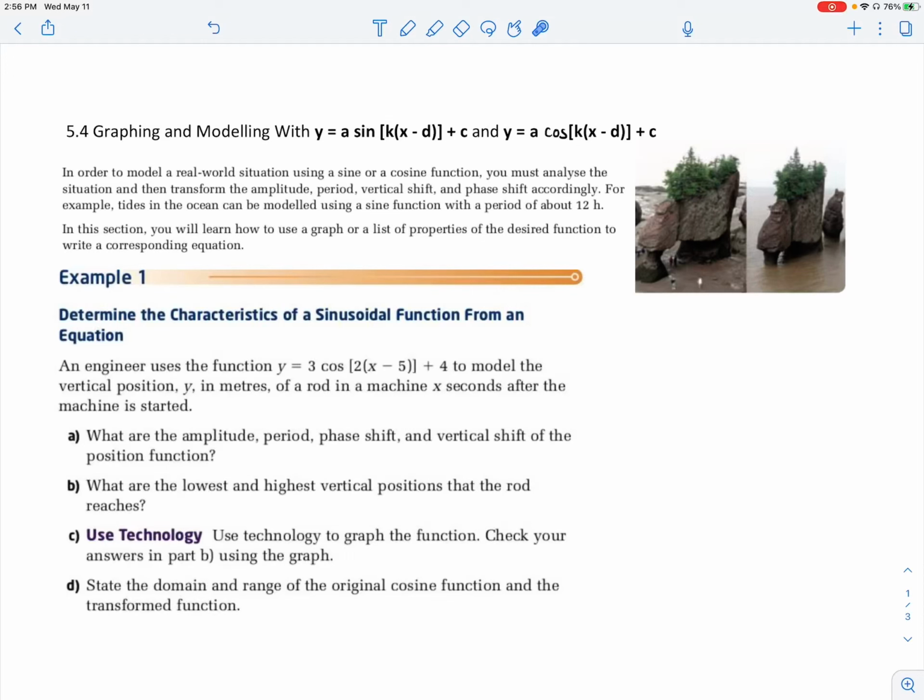Hi, welcome to our first video for 5.4, graphing and modeling with these two sinusoidal functions. Okay, I'm just going to write that out here.